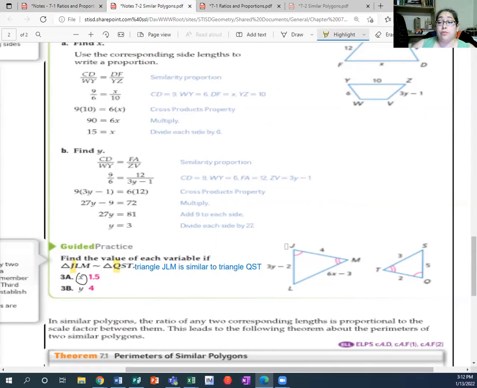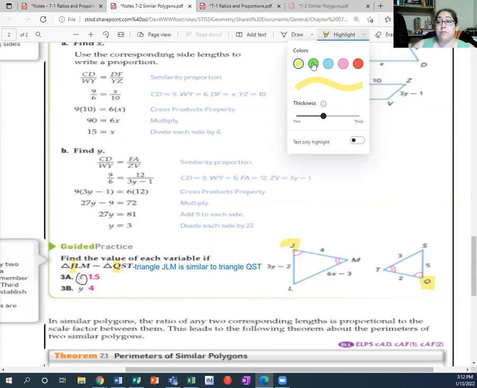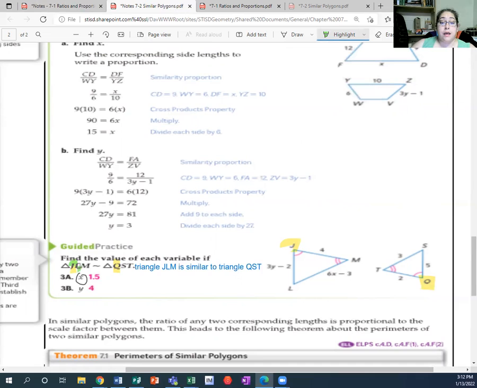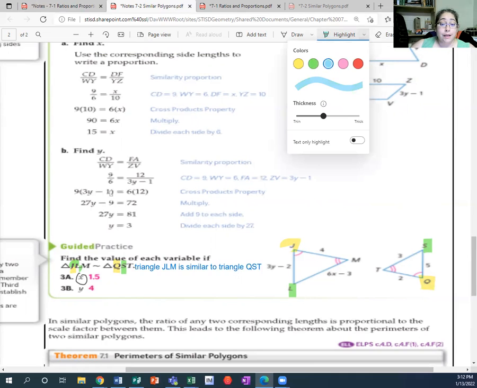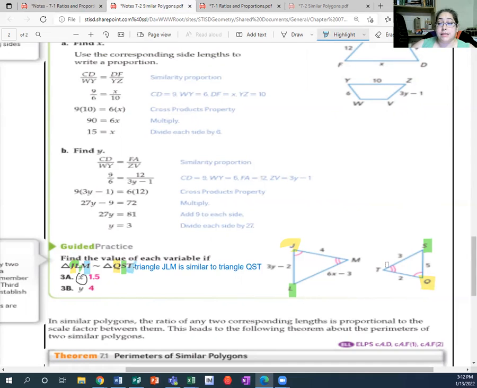J and Q were both written first, and so they are corresponding. I'm going to color them both in the same color. L is in second place, as is S, so I'm going to color those in the same color, but different from J and Q. And I'm going to do the same thing with the very last letter, that's M and T. And so now M and T have their own color. And now it's really easy for me to see which corner corresponds to which corner.